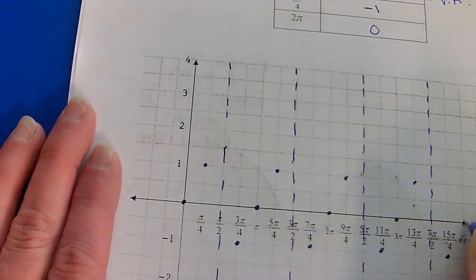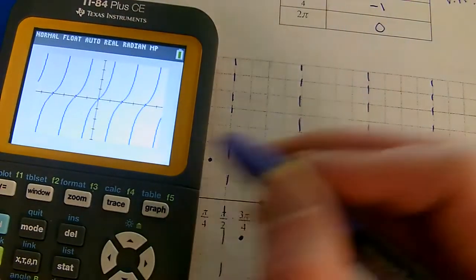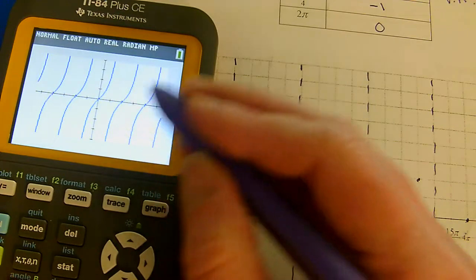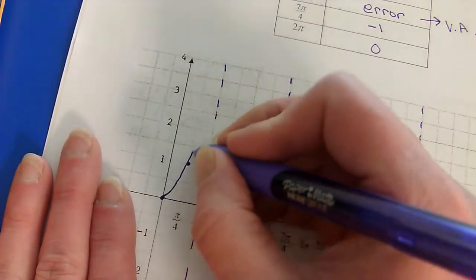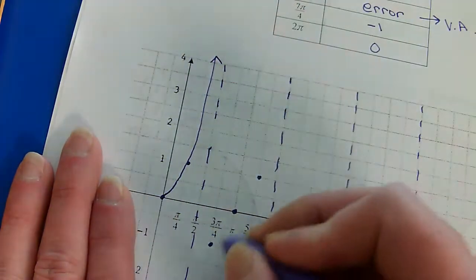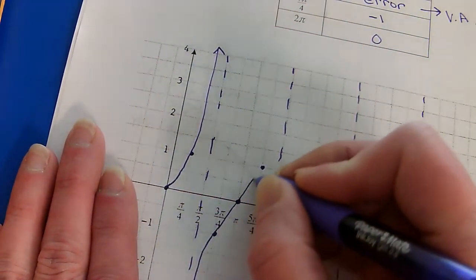Negative 1, 0. Now, I looked at my calculator to get the behavior, and they kind of remind me of cubics. But it's like a whole bunch of them. Okay, so this one kind of goes like that. Look at these little squiggles.